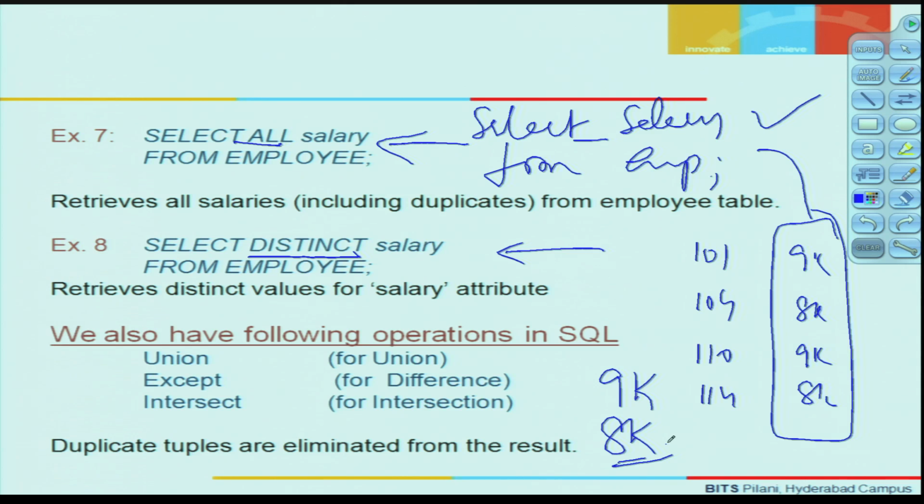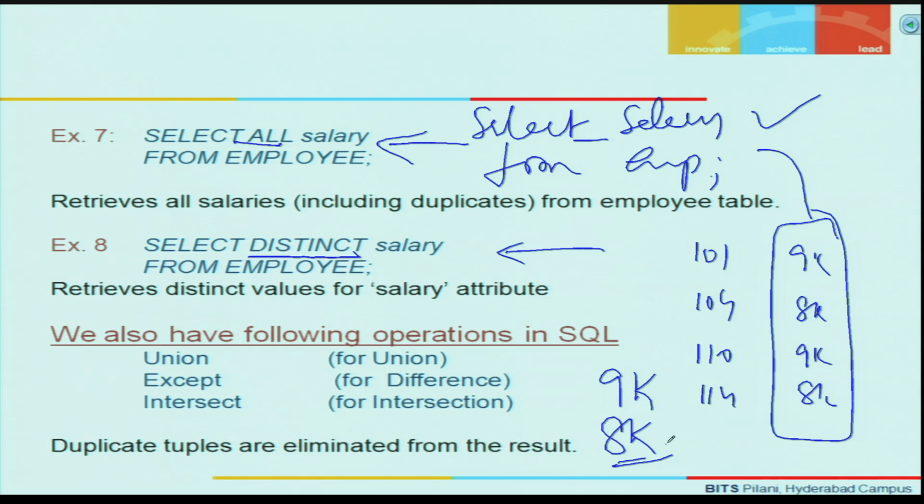Then we can use the following operations: union, except and intersect. These are for set theoretic operations. The union operation can be performed using the keyword UNION in SQL. The difference operation, that is the minus operation, can be performed using the EXCEPT keyword. The intersection can be performed using the INTERSECT keyword.